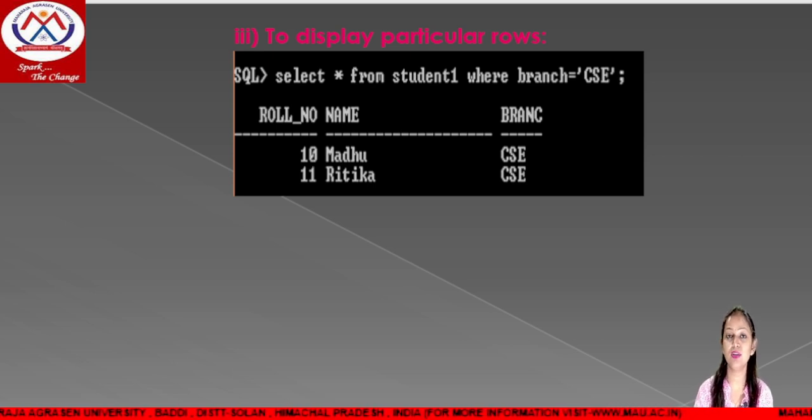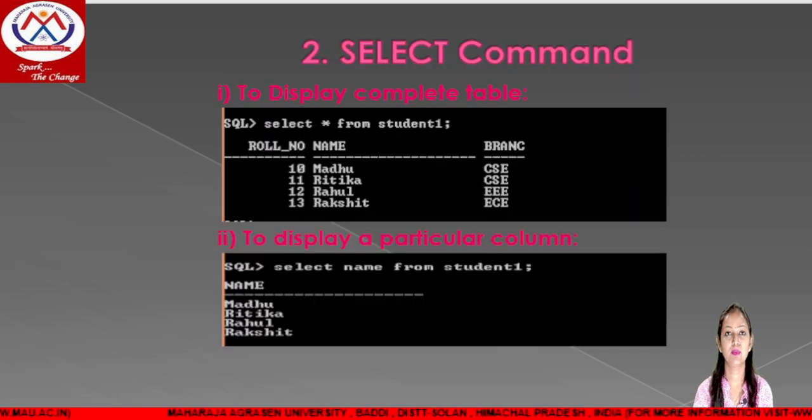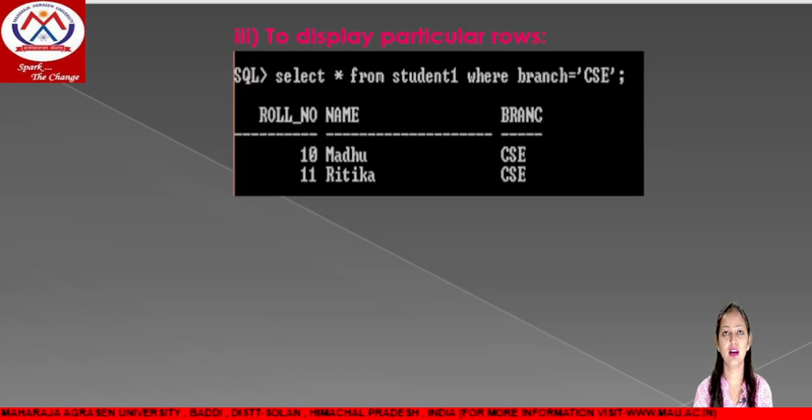So here we need to mention where branch is equal to CSE. Again, what we are doing here is assigning some value to a variable. Here the variable is branch, and what is the value? CSE. What kind of value is it? CSE is a character type value, a group of characters. So we need to put CSE in single quotes. So this will display the roll numbers and names of the students who belong to the CSE category, right? So as per this particular example, roll numbers 10 and 11 belong to the CSE branch. So here is the output.